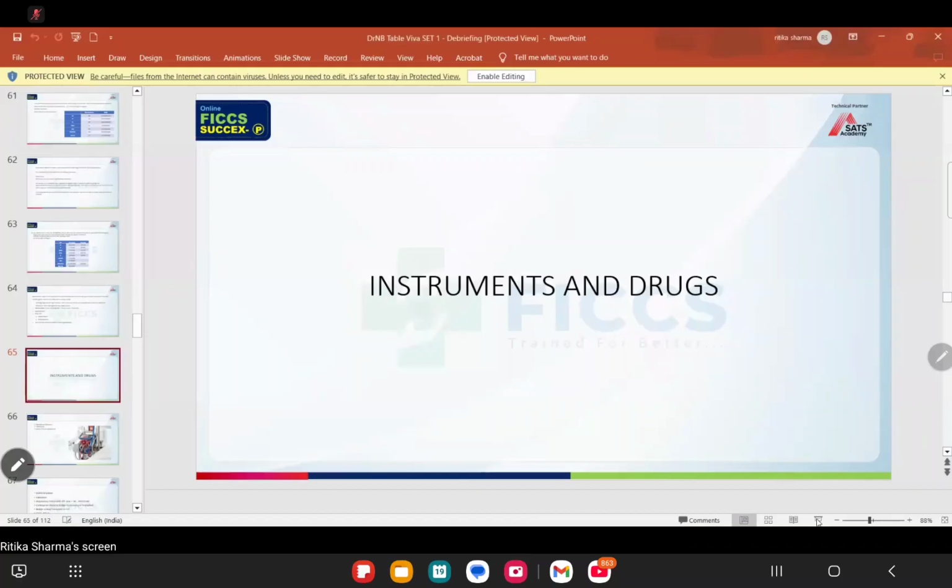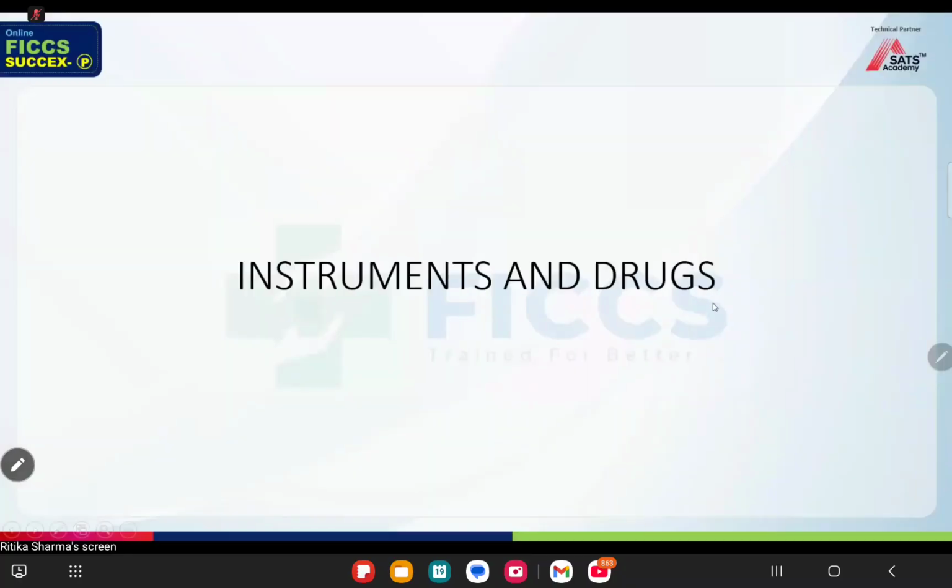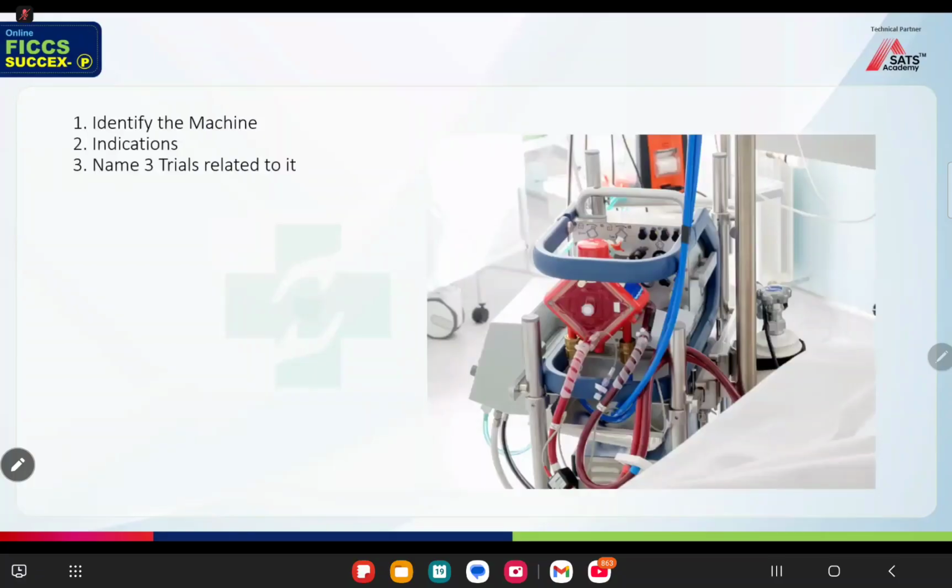My screen is visible? Yes, ma'am. Okay, let's start. I'll start the timer. Try to complete within 15 minutes. Identify the machine, indications, and name 3 trials related to it.